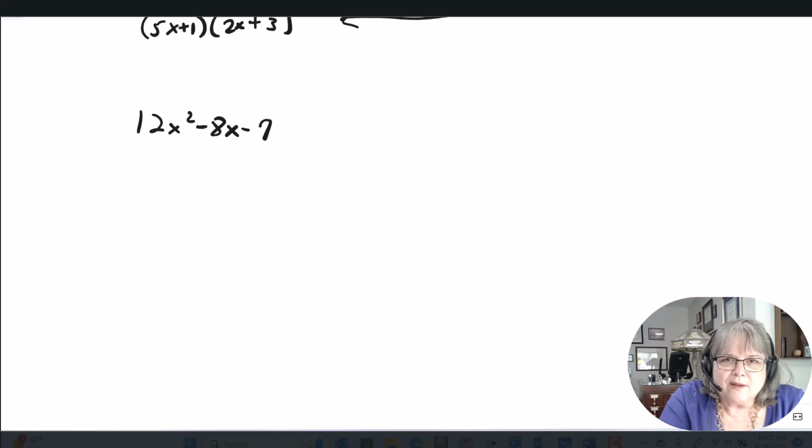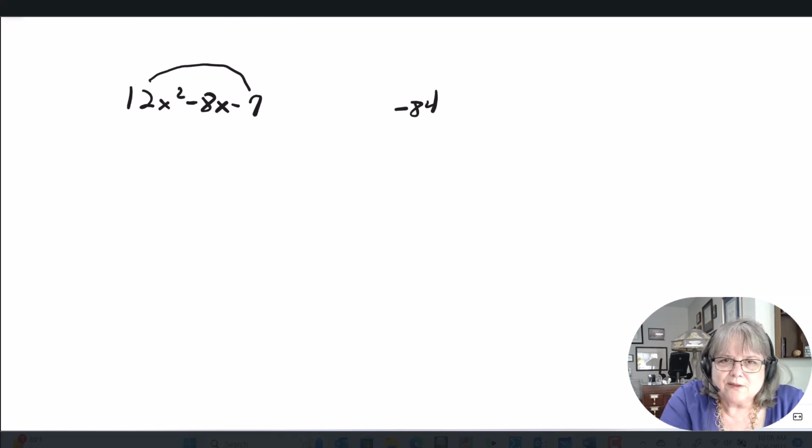Anything in common to factor out? No. Trinomial with a lead coefficient of a 1? No. Difference of 2 squares or sum of 2 squares, cubes or anything? No. Okay, so we're going to do whatever method it is that your teacher taught you, the front times the back, A times C, amazing method, box method, whatever. So we're going to take 12 times negative 7, which is negative 84, and we're going to find what multiplies to negative 84 and adds to negative 8. So y'all stop and try to figure that out and come back in just a second.